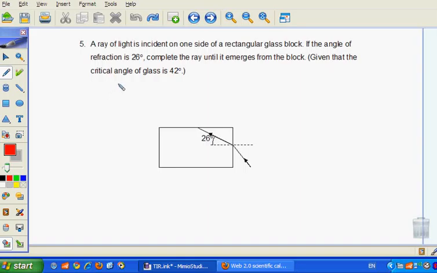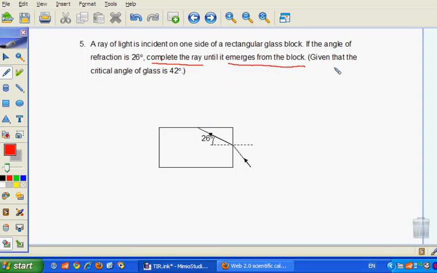Let us now look at question 5. It says a ray of light is incident on one side of a rectangular block. So it's talking about this part. If the angle of refraction is 26, which is this part that has bent, complete the ray. The keyword is to complete the ray until it emerges from the block.